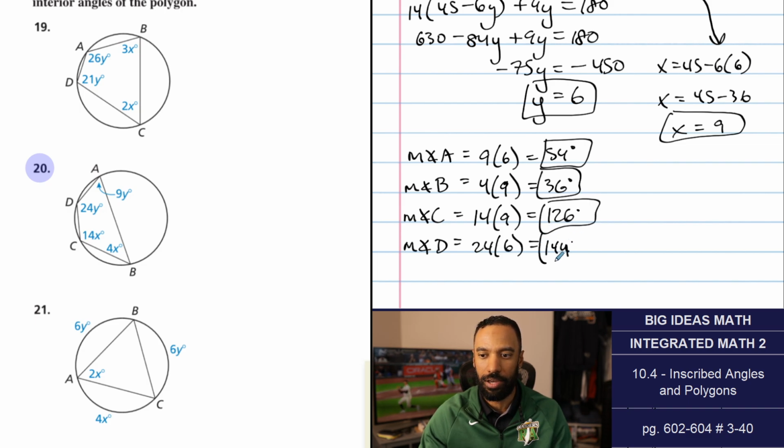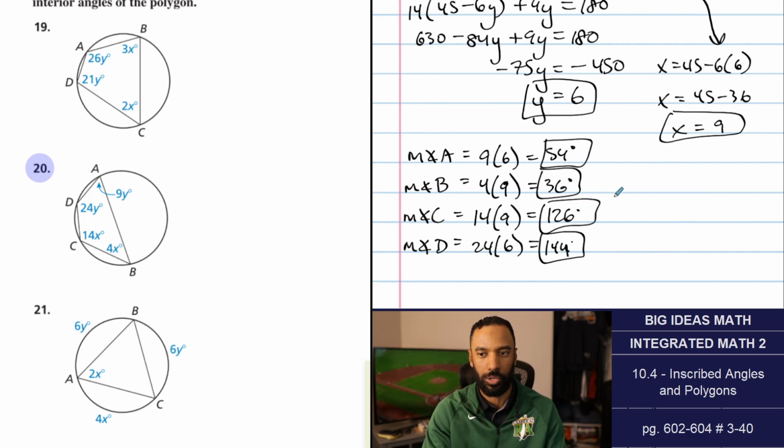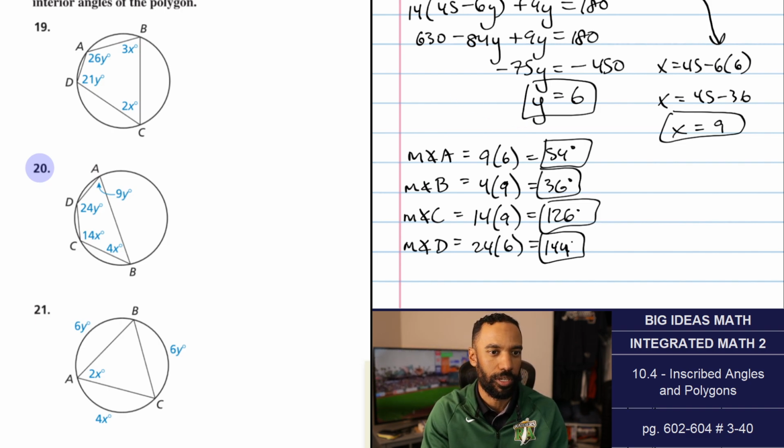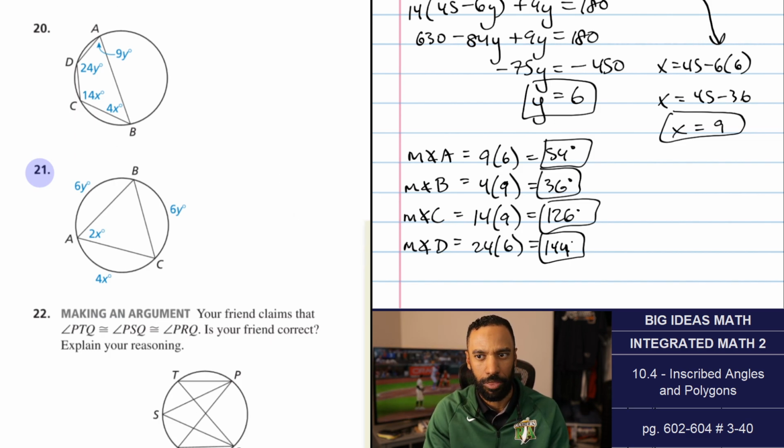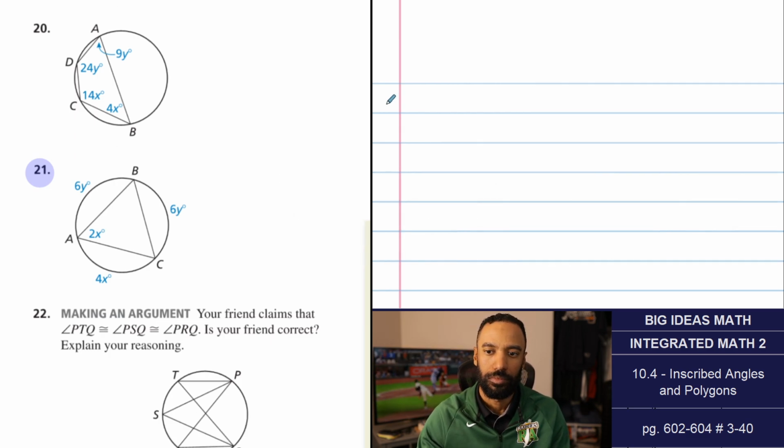Now let's see if that worked out. 144 plus 36 is 180. Those are opposite angles. And opposite angles here, 54 plus 126 is also 180. So those numbers look good. All right, the last one, number 21 here. Not the last problem. In fact, we're only halfway through. So we're through the quicker part.